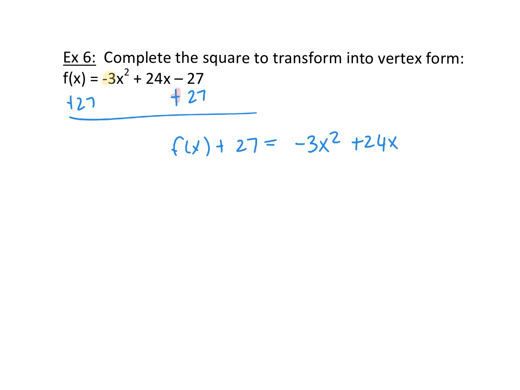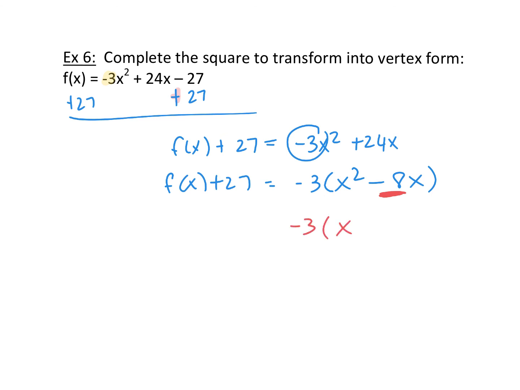I'm going to pull out this number, the -3, as my GCF. -3 times x squared minus 8x. Even though, again, it's not fully the GCF, we just want to pull out the a value. And I'm copying everything else. I'm now going to complete the square. I'm going to take half of -8 squared, which is going to be 16, and add 16. When I add it, I'm adding it in the parentheses.